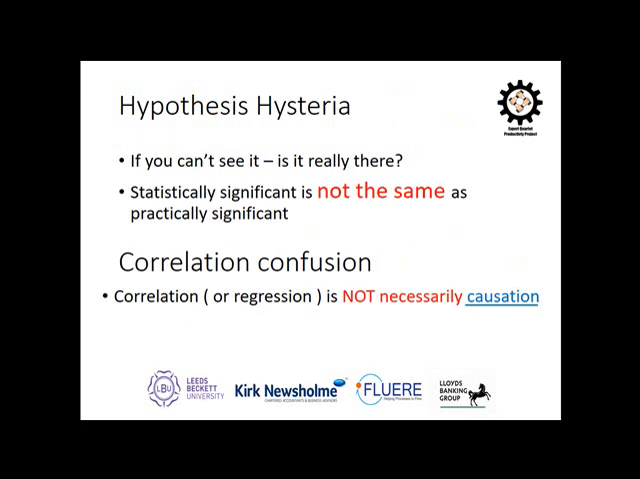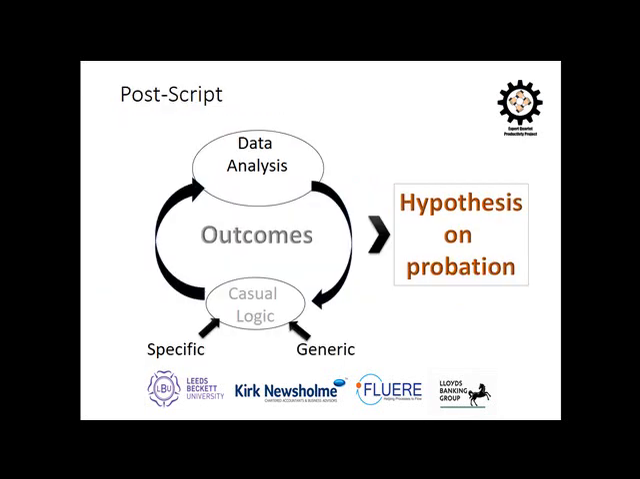So what we're trying to get at here is that if you can't see it, right, it's not there. It might be statistically significant, as I said before, but not practically significant. So if you've got a scatter diagram where you're comparing a number input with an output, and it's all over the place, then move on, because it's obviously not having a major impact. And correlation is not necessarily causation.